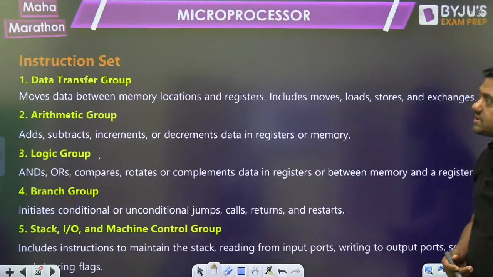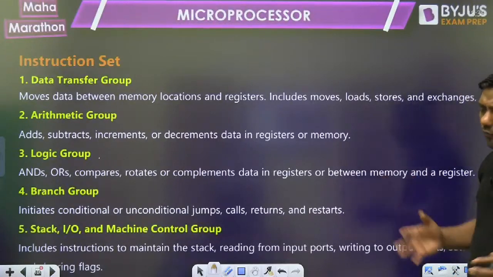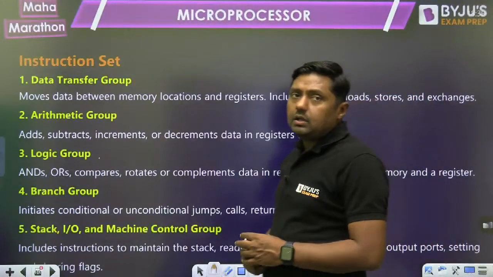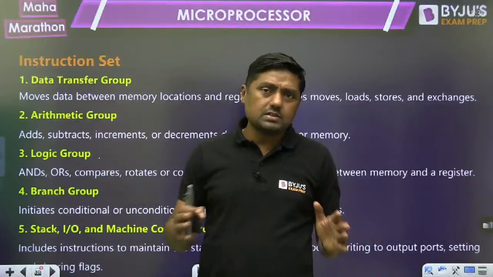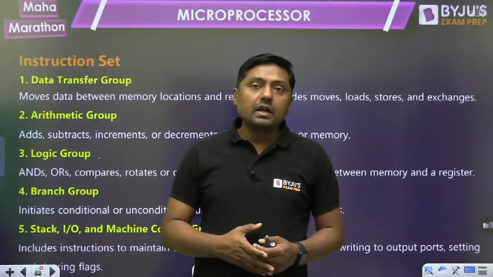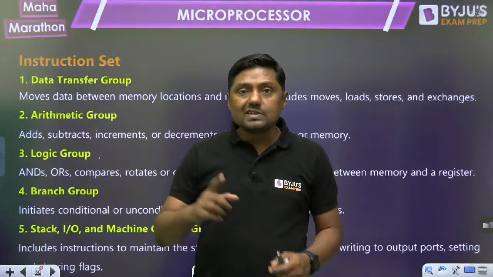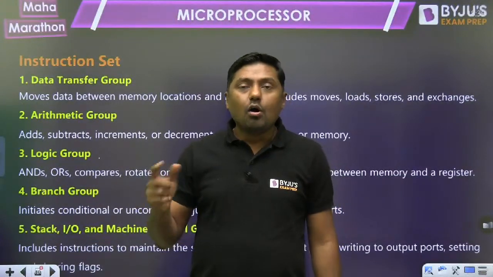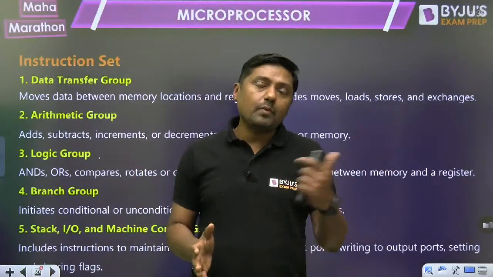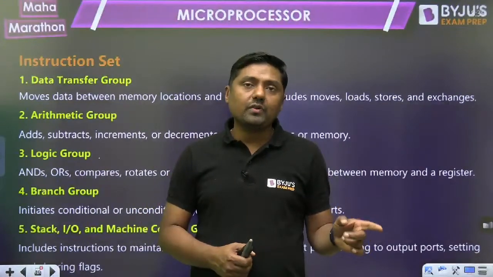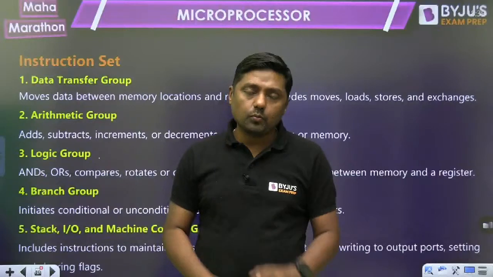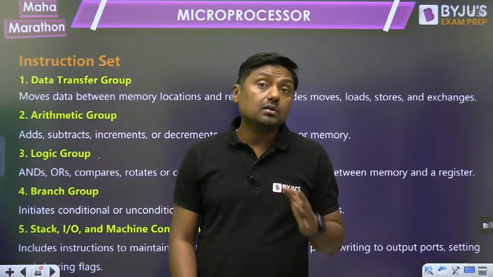8085 microprocessor, we have a number of instructions. So already we can divide it into different groups. For example, first very simple, data transfer. Data transfer means register to register, or microprocessor to memory or memory to microprocessor, microprocessor to input output devices or input output devices to microprocessor. So this is called data transfer.